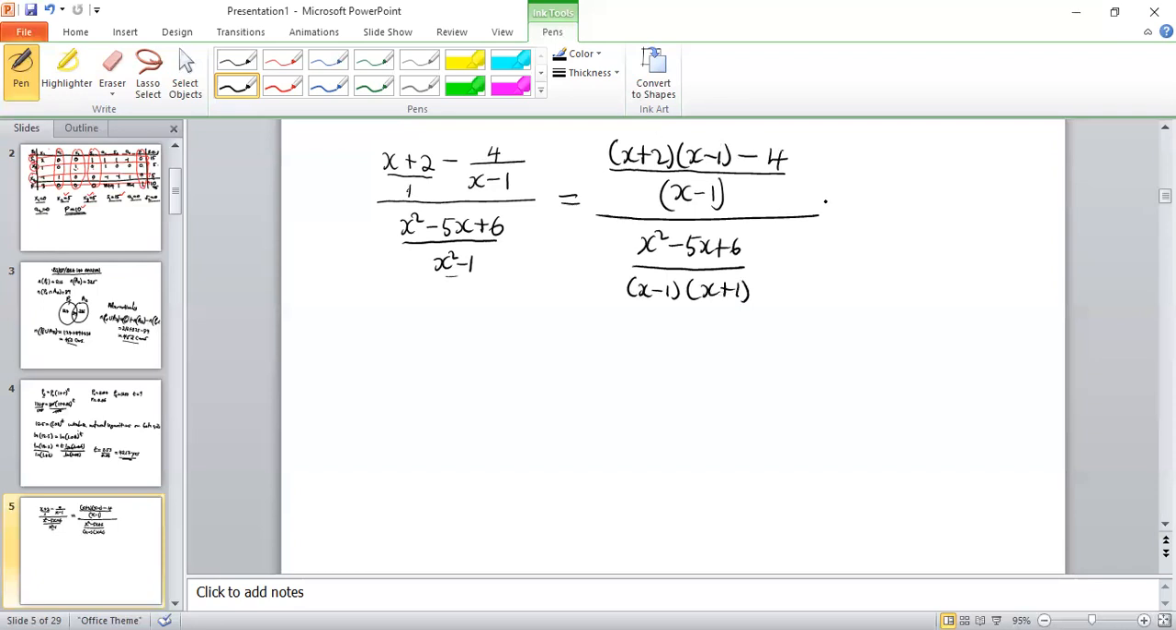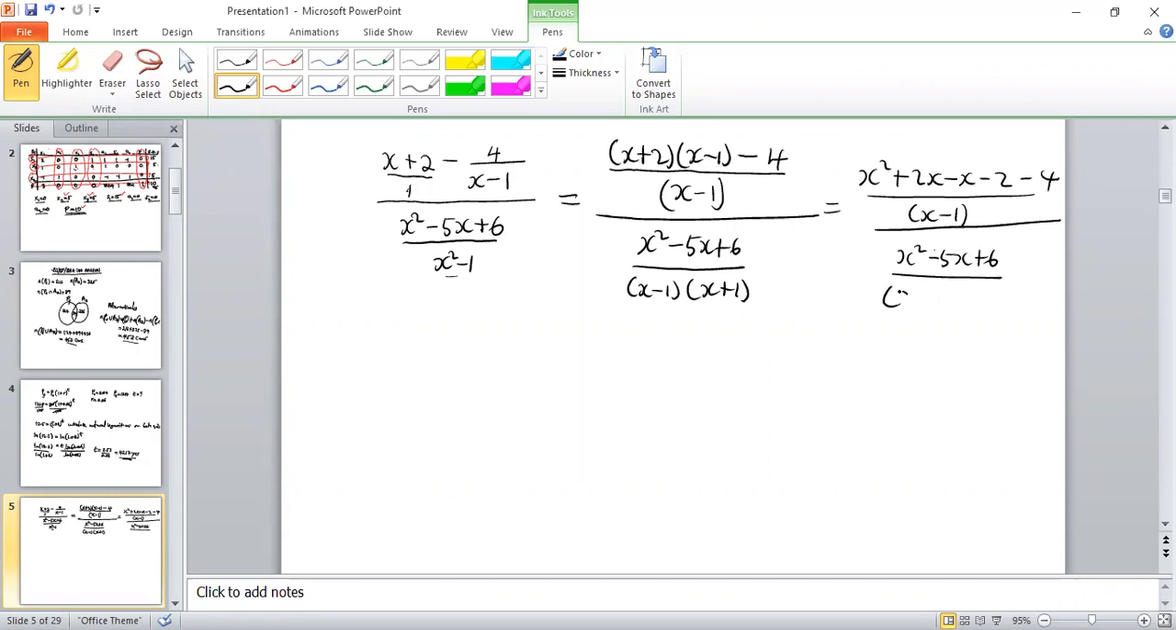Then let's simplify the numerator. The numerator for this one will be x squared plus 2x minus x minus 2 minus 4 over x minus 1, then everything over x squared minus 5x plus 6 over x minus 1 and x plus 1.